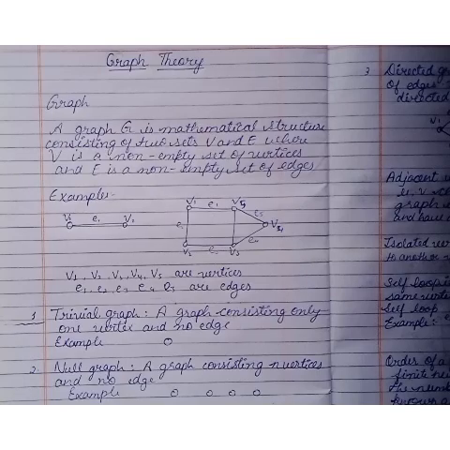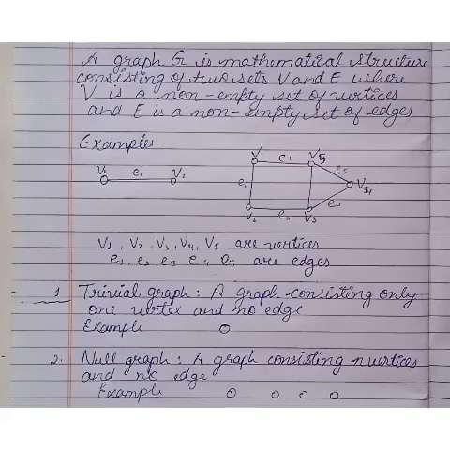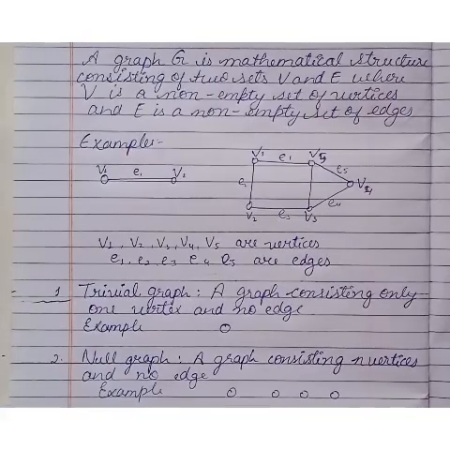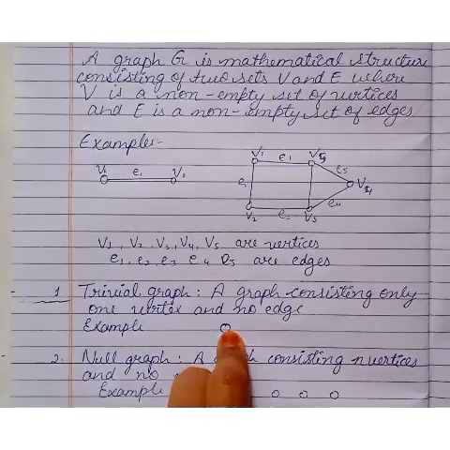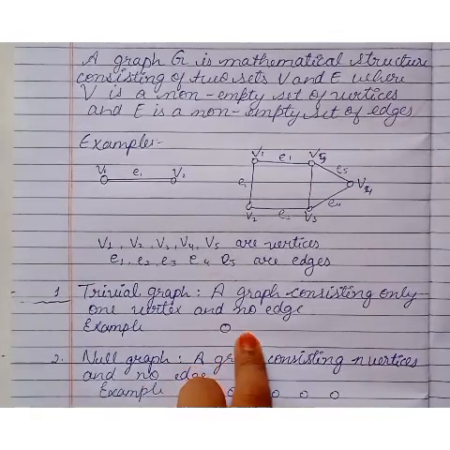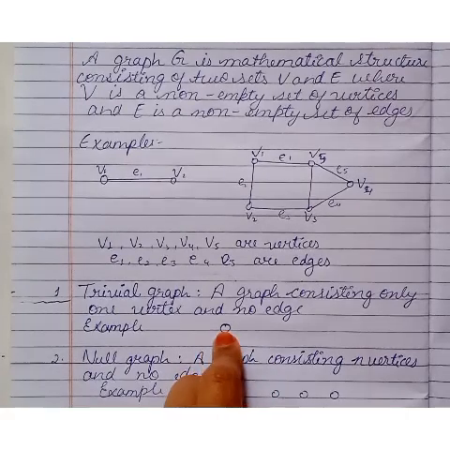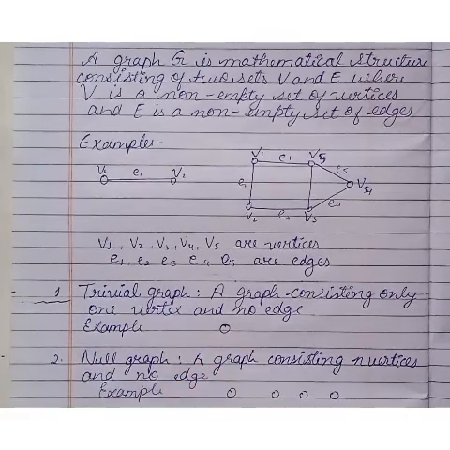Now let's see what is a trivial graph. A graph consisting of only one vertex and no edge is called a trivial graph. Here we can see it is only a vertex and there is no edge. So this type of graph is called a trivial graph.